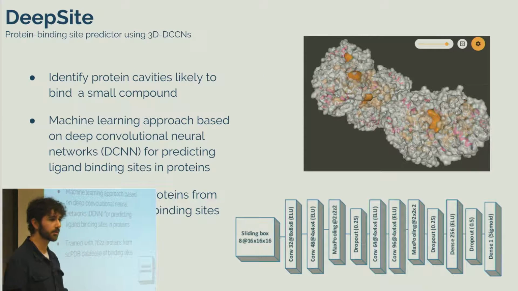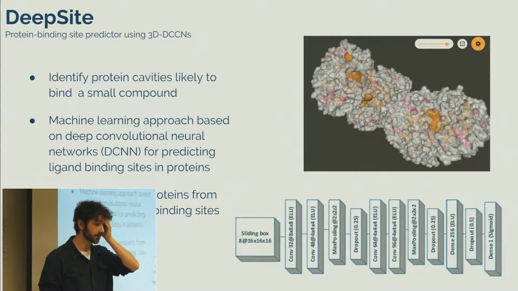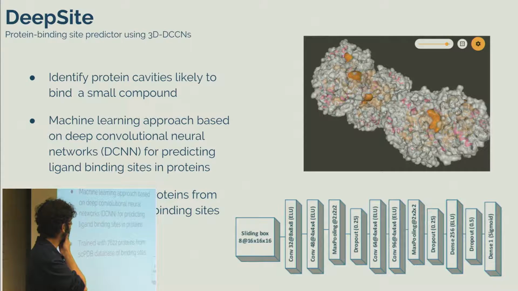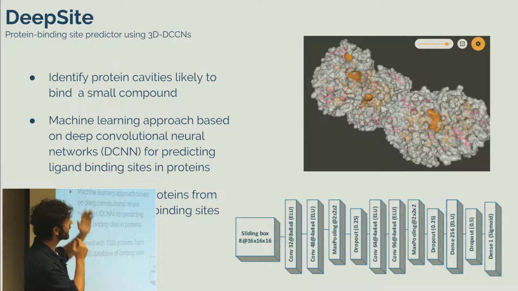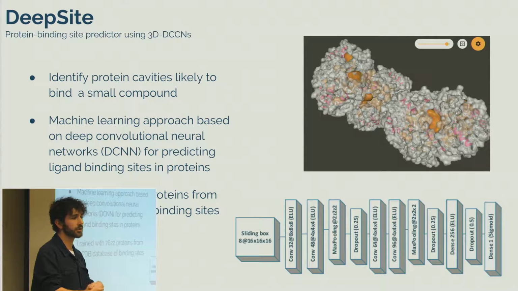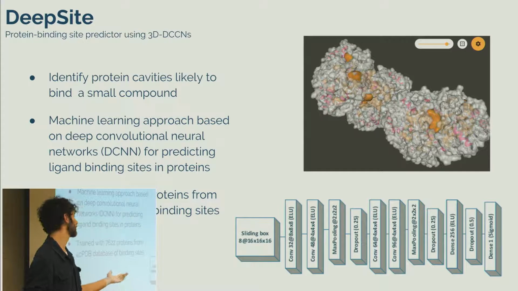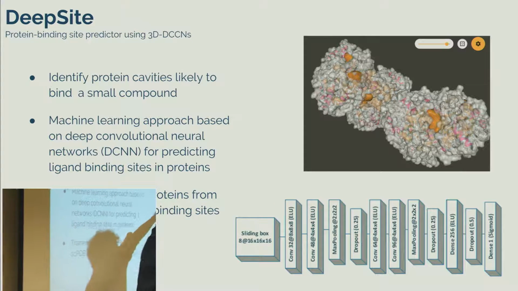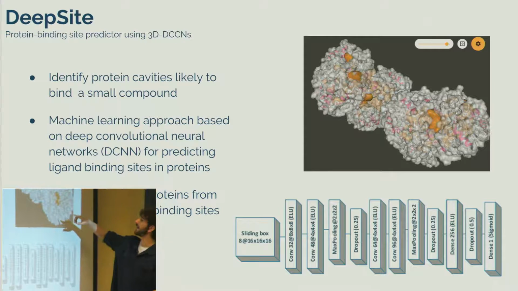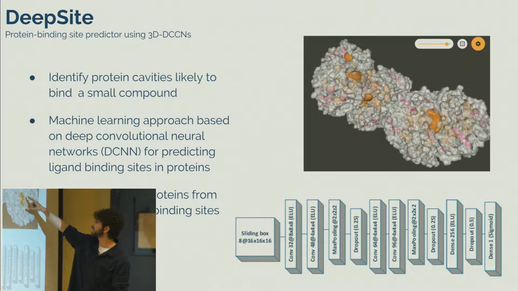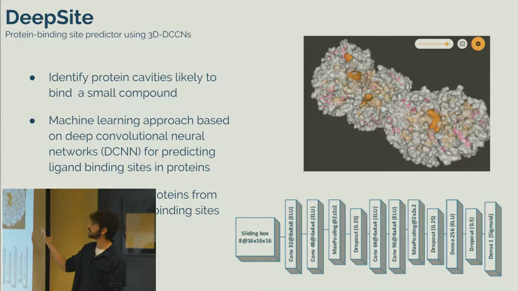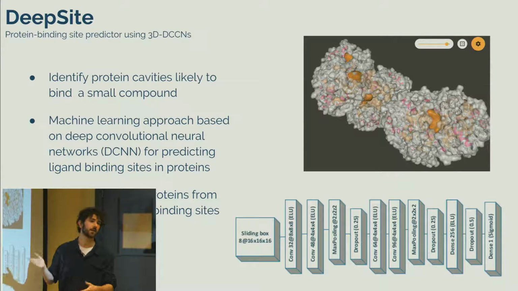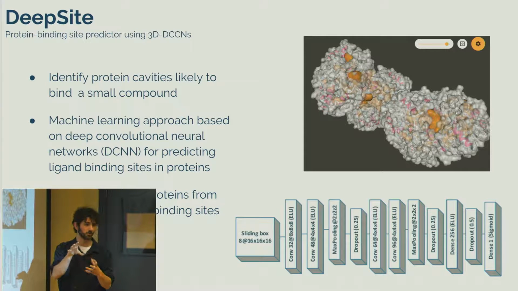So to start with, this was the first application we developed at UPF using this approach. It's called DeepSight, and basically what it tries to do is predict binding cavities inside proteins. Here we can see an example protein, and what it tries to do is predict these regions that are like small pockets, small holes.